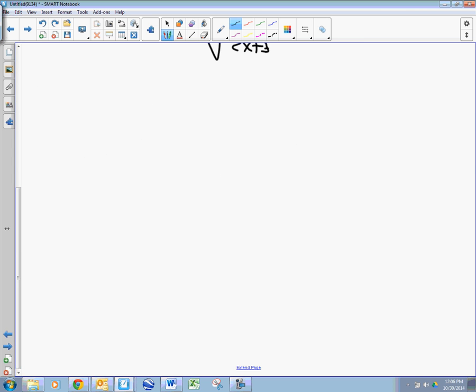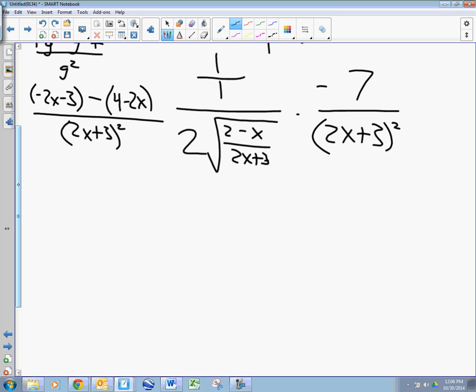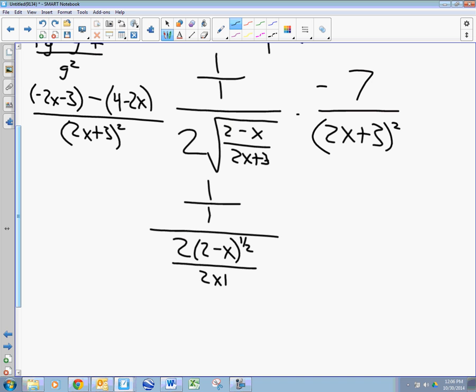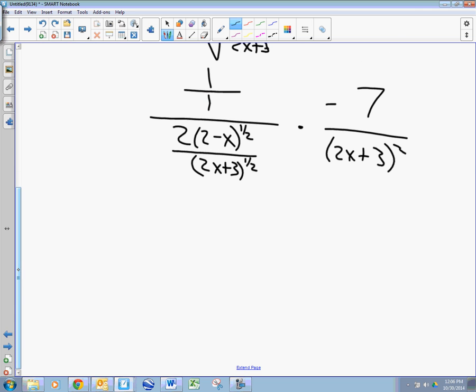Okay, so I'm going to rewrite this. I could take the square root of the top and the square root of the bottom, right? So I've got now 1 over 1 all over 2 times 2 minus x to the 1/2 over 2x plus 3 to the 1/2 times that negative 7 over 2x plus 3 squared. Okay with that? So now I have a complex fraction.